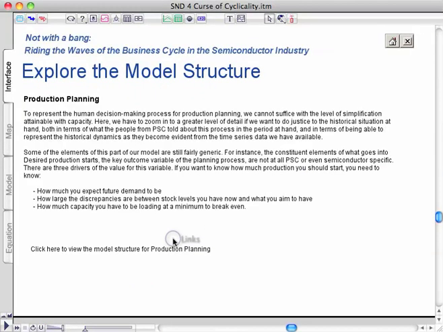Production planning. There are two types of production planning. One is for how much you want to produce, and the other one is how much production capacity you want to have for what you produce.